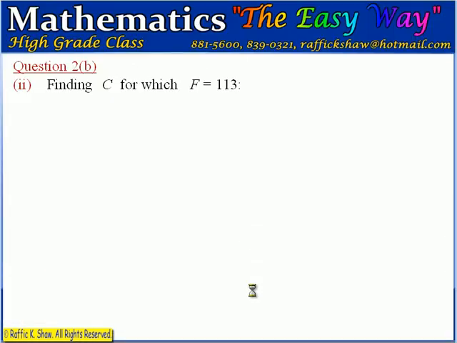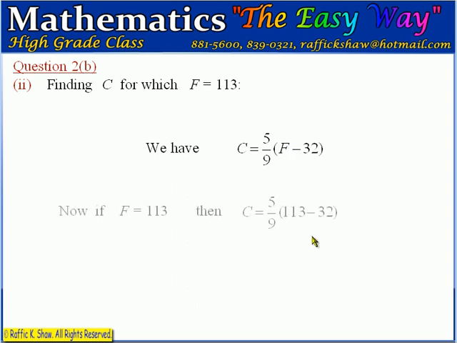Let's move down now to part 2. Now part 2 is asking us to find c for which f is equal to 113. So we already have the expression where c is a subject, and to find the value of c for which f is 113, we simply need to substitute 113 for this f, and let's show that calculation. So if f is 113, then c is 5 divided by 9 into 113 minus 32.